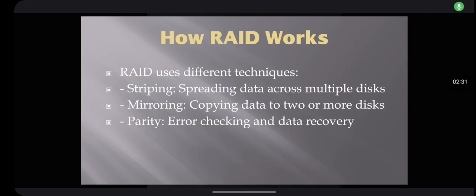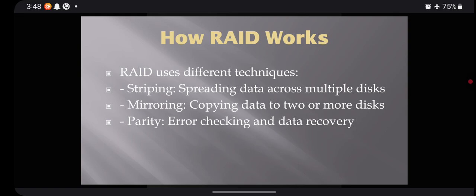And next we see how RAID works. To understand RAID, think of it like a group of teammates. Instead of one person doing all the work, multiple disks collaborate. Striping speeds things up, mirroring protects against failure, and parity acts like a backup brain that can rebuild lost data. The combination of these gives us both speed and safety.